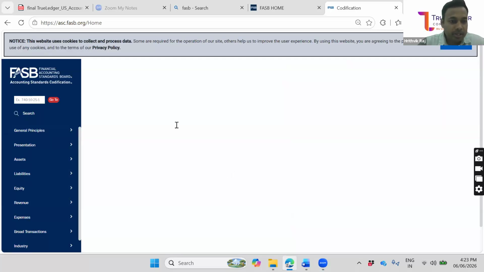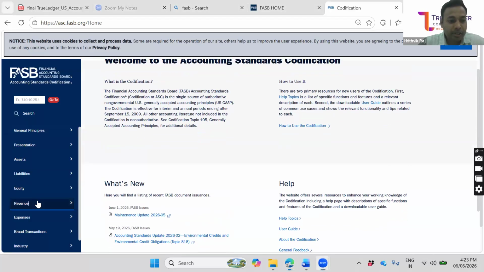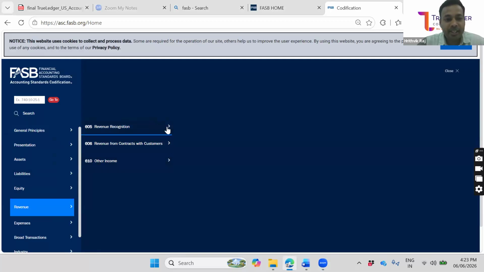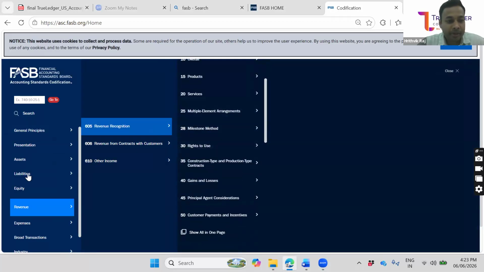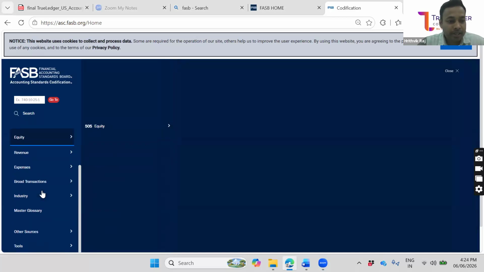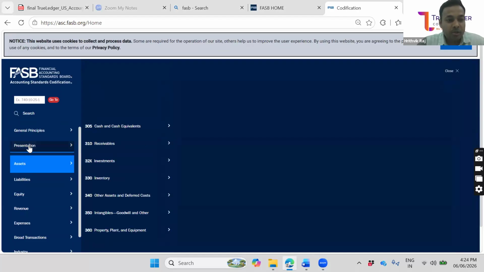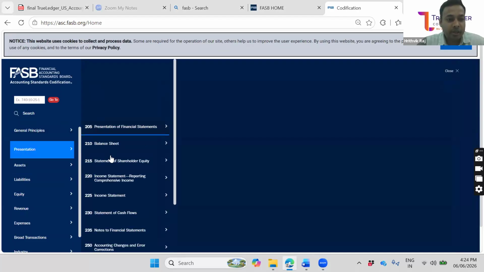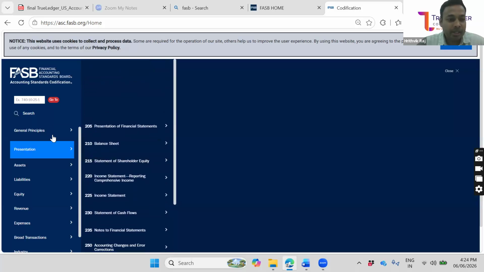So you can see here, this is FASB. And here you can see what kind of standard you need, for example in revenue, this is ASC 605. You can go to this website and read whatever is there. Then if you want liabilities or equity, we have all the standards here. You can visit this website and get a thorough understanding of the accounting standard codifications. Just like we have Ind AS in India, similarly it is here in the US GAAP.